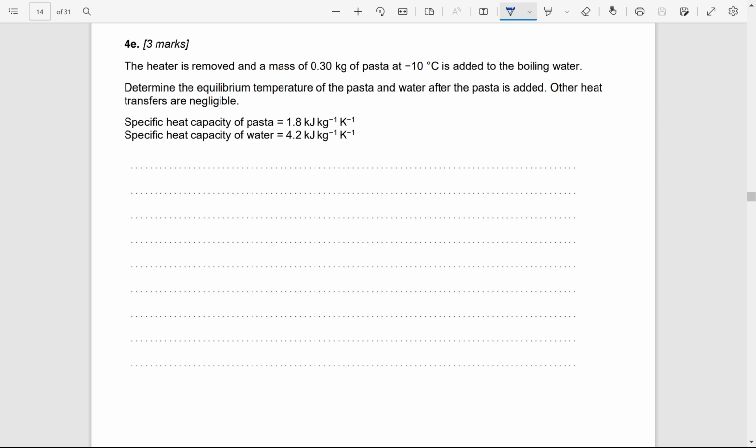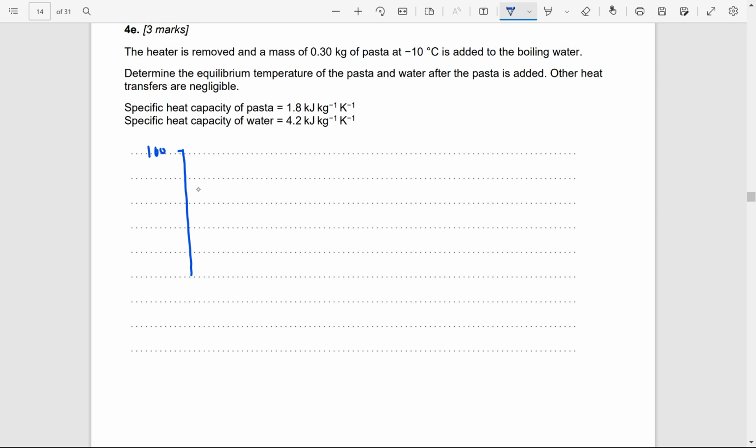For 4E, we've got some cold pasta that is being added to boiling water. So essentially, if we did a temperature scale, we've got 100, and this is in degrees Celsius. We've got minus 10 here. So we've got the pasta at minus 10, the water at 100, and as the pasta is placed into the water, the pasta is going to cook through and warm up.